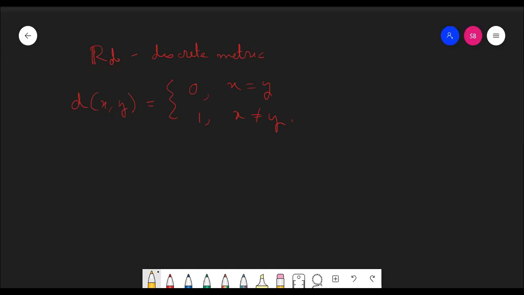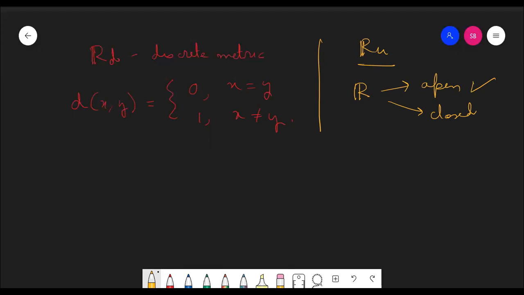And one more thing. Just go back to the usual metric in R. What about R itself? R is both open and closed. Why? Take any point in R, that is an interior point in R, right? Because any neighborhood around it will be a subset of R. So that is why it is open.